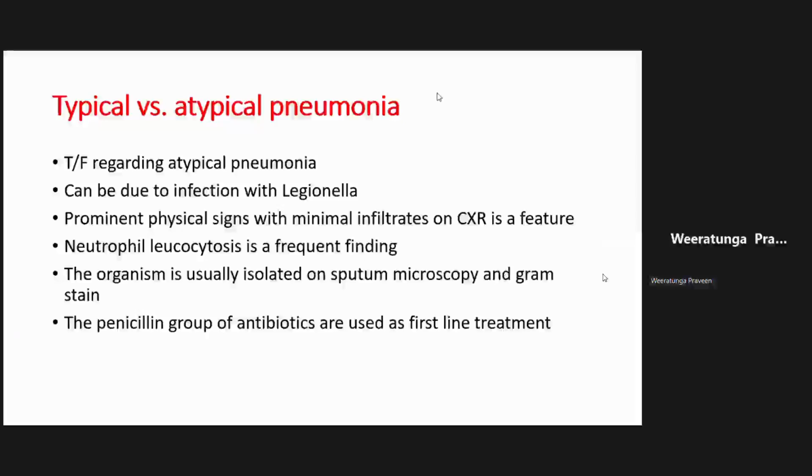So this is false. Neutrophil leukocytosis is a frequent finding? In atypical pneumonia, you don't get that full-blown inflammatory response. In typical pneumonia, the WBC count will be very, very high and the CRP will be very, very high. But with a mycoplasma sort of organism, it's a completely different picture, right? And as you know, in atypical pneumonia, you cannot culture these organisms. You need various other ways of diagnosing them.